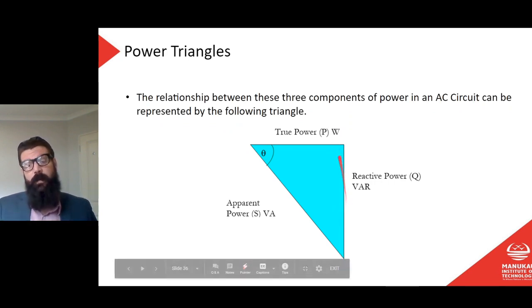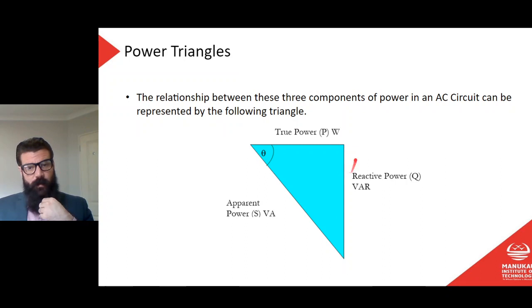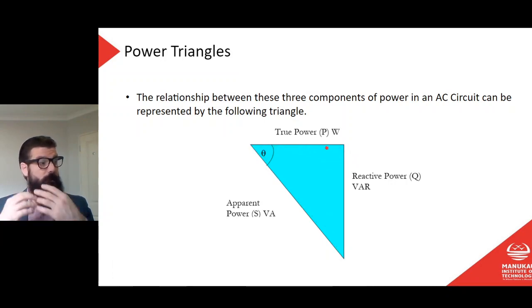That's why if I have a big inductive power, then I put in a capacitor, because my inductance minus my capacitance will give me a lower value on the vertical side of the triangle, and therefore my apparent power will be closer to my true power. So the power I pay for will be closer to the power I'm using.